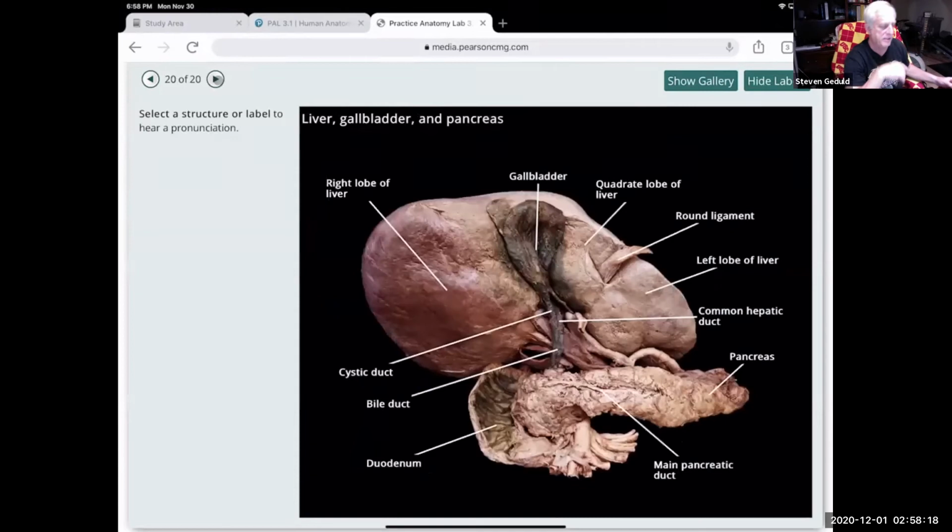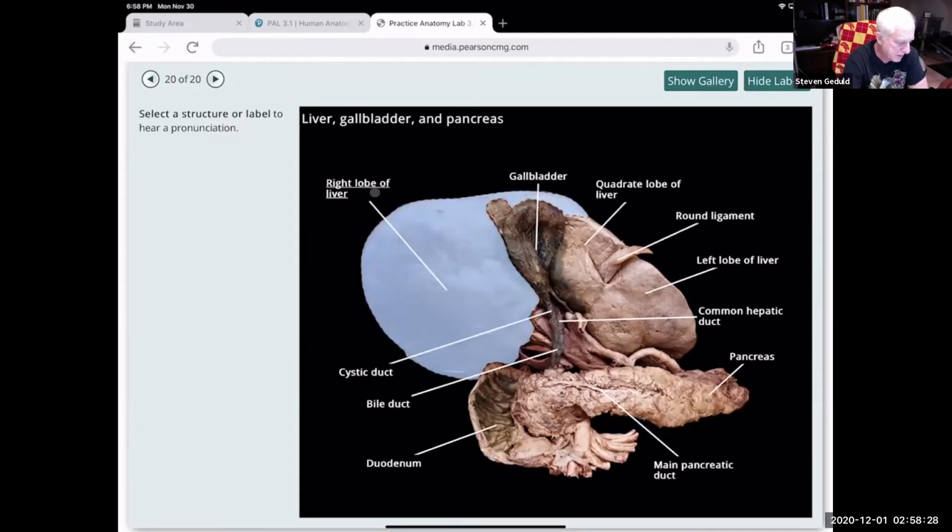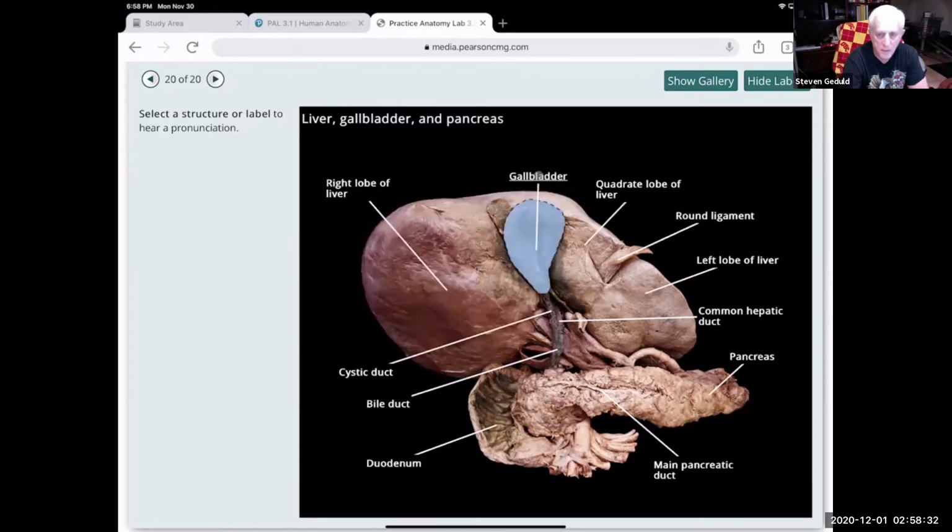And last slide. Let's take a real good look at it here. This is the right lobe of the liver, this huge section here. You can see your gallbladder, this area right here. Remember, the gallbladder feeds in the cystic duct.